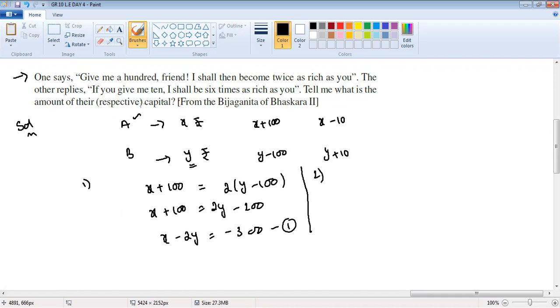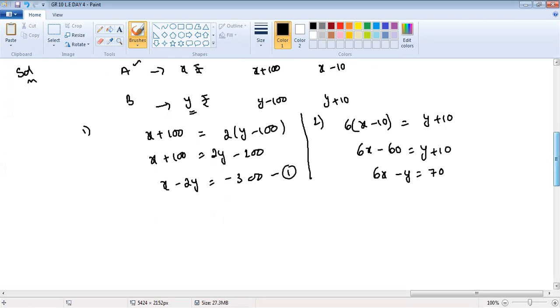So now when you give me 10 rupees, my amount is y plus 10 and your amount is x minus 10. So I shall be 6 times as rich as you. Are you clear now? Yes, sir. So now it will be 6x minus 60 is equal to y plus 10. Then 6x minus y is equal to 70. So I hope you understood.